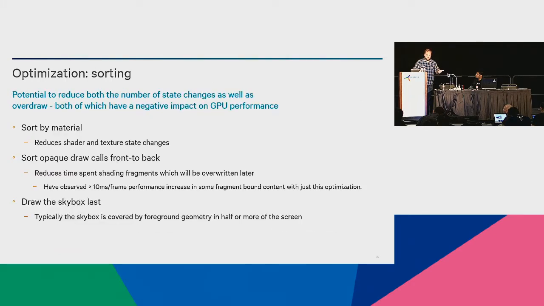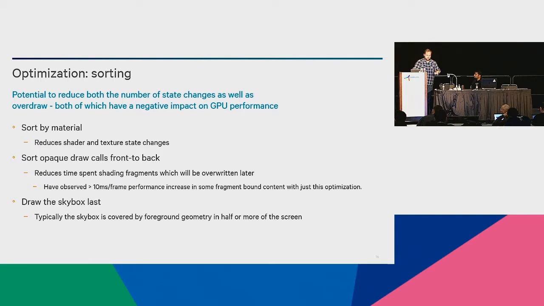So Manish mentioned that we do early Z rejection. Knowing that and taking advantage of that in your rendering engine can help improve performance significantly. The first thing we recommend is that you sort by material. That reduces expensive state changes between shaders and texture states. Sort all of your opaque draw calls front to back. This reduces overdraw, so you're not shading pixels that aren't seen anyway. And because we have early Z rejection, it actually works quite fast.